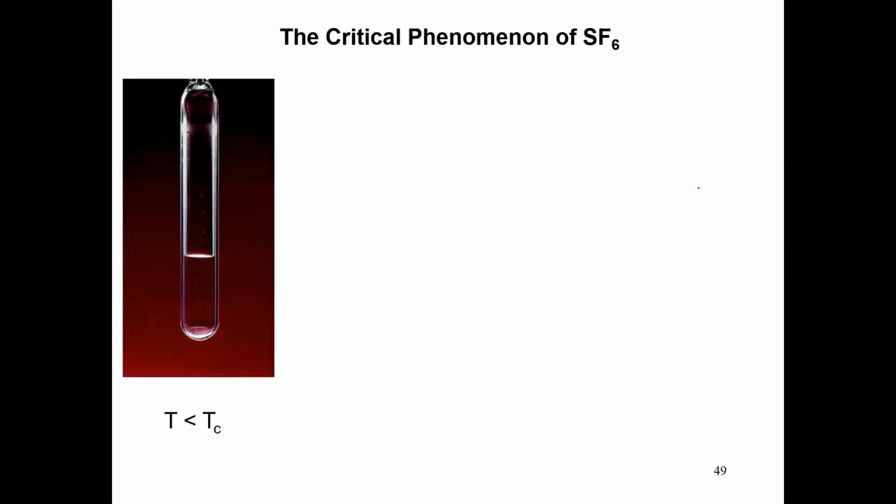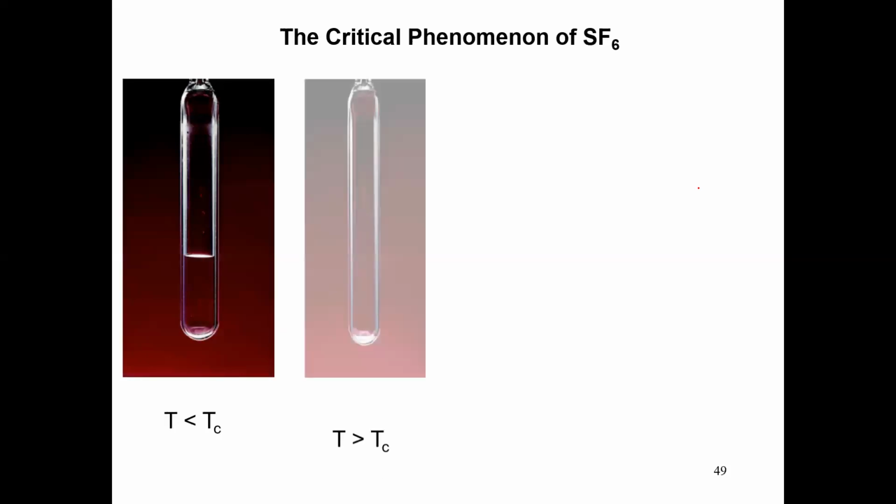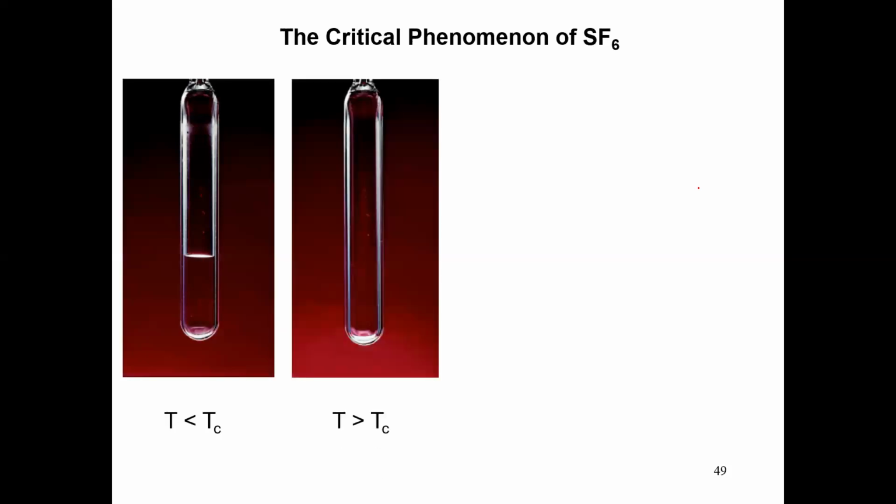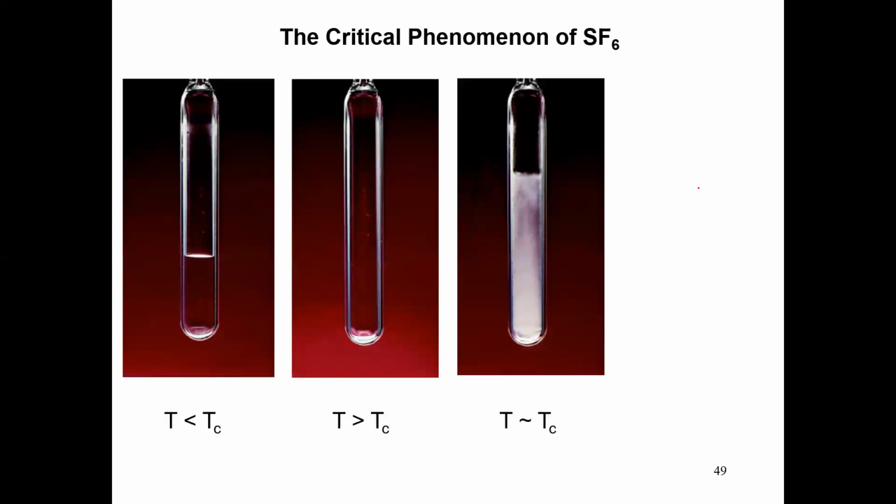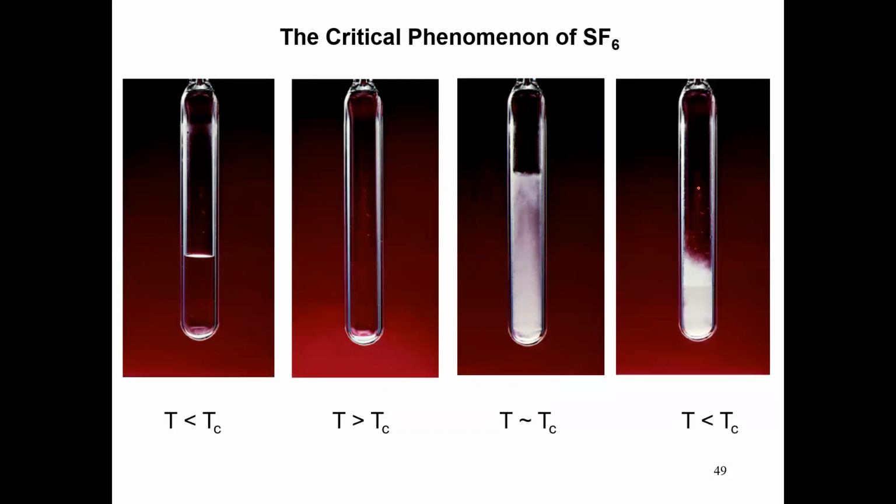Here's an interesting experiment where you have SF6. Where the temperature is greater than the TC, it's all vapor. Where it's less than TC, it's partly a liquid. And then where it's equal to it, you've got the combination of different factors related to it. And then when the temperature is below the TC, it can also look that way.